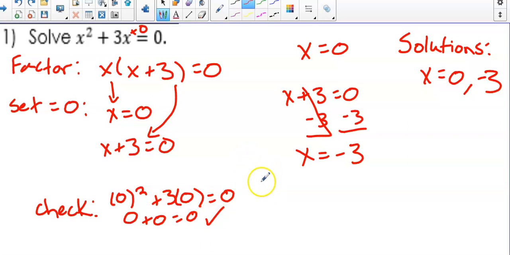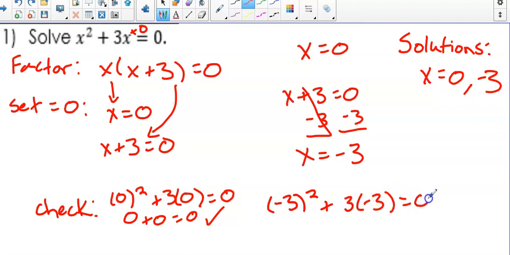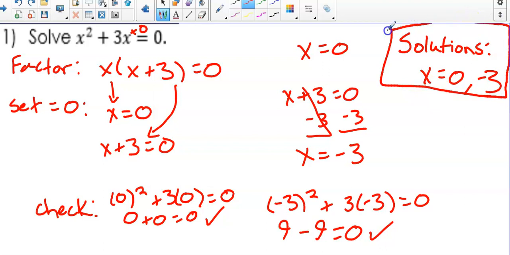I would also check by plugging in negative 3. Be careful here with parentheses. So in parentheses, negative 3, square that, plus 3 times negative 3 equals 0. Negative 3 squared means negative 3 times negative 3, so that's going to give me a positive 9. And then 3 times negative 3 is negative 9. So 9 minus 9 equals 0. Yes, that's true. So negative 3 is also a solution. Okay, so here are the two solutions.